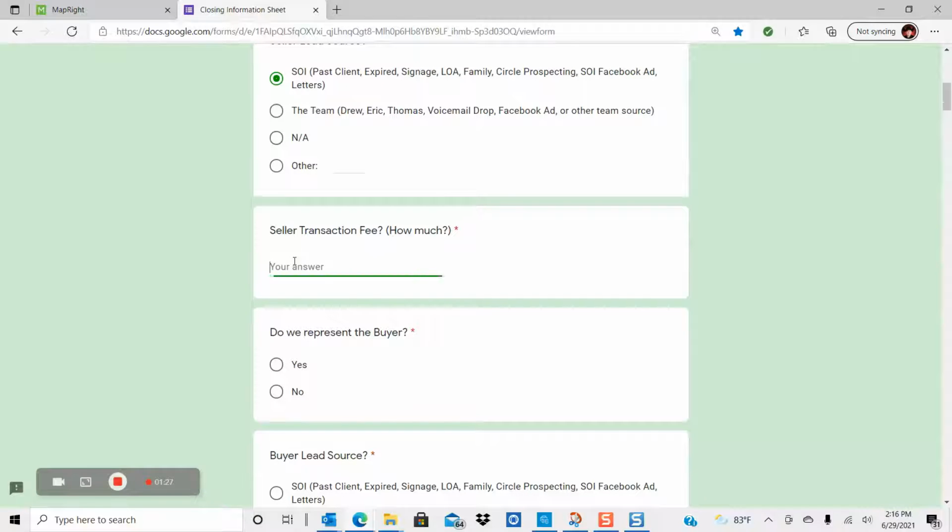Did you charge a transaction fee? This would be found on the listing agreement if you did. Typically, it's somewhere around $250. Honestly, it can be anywhere from $100 to $350. So if you did charge that, that's where it would go right there.